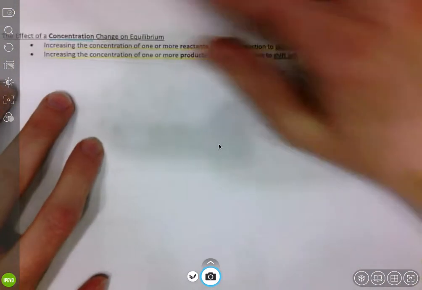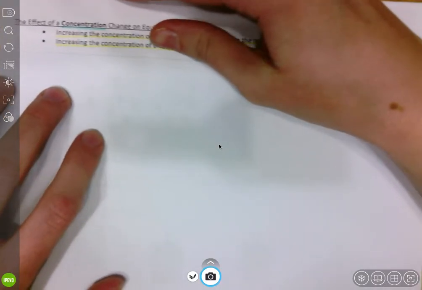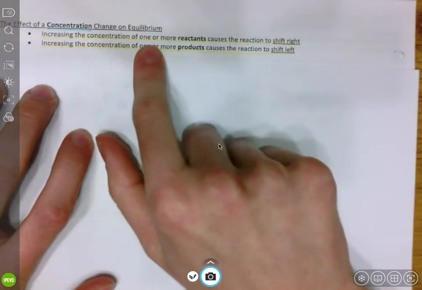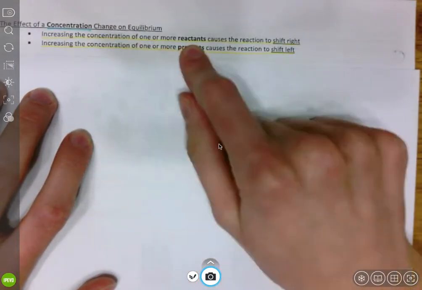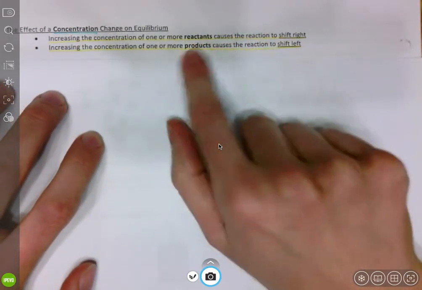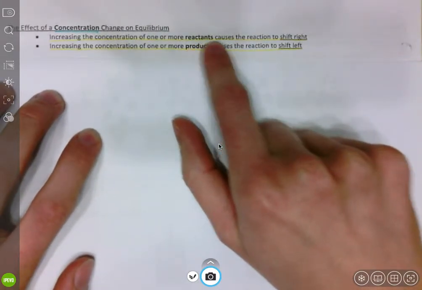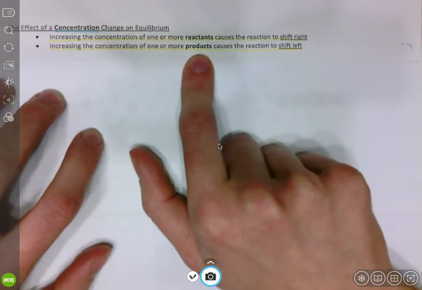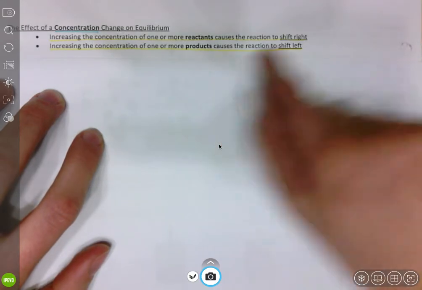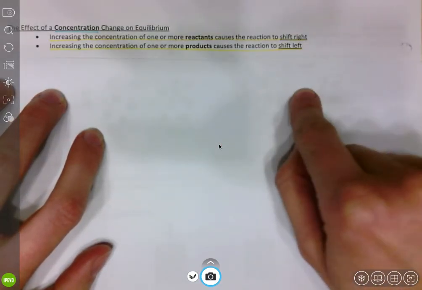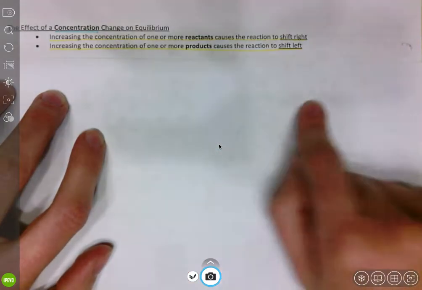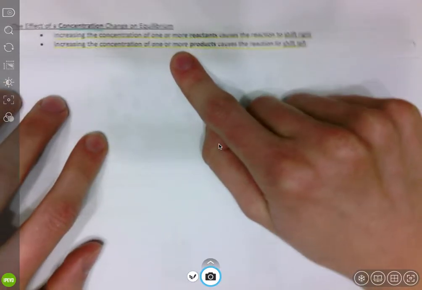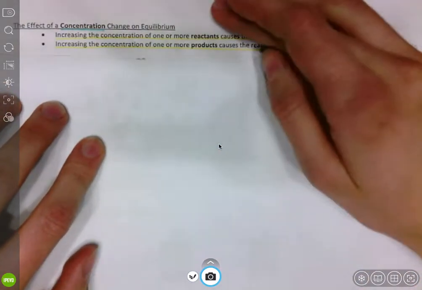So the effect of a concentration change on equilibrium: increasing the concentration of one or more reactants causes a shift to the right. So if we have more reactants we can use, we're going to shift to the right to make products. Increasing the concentration of one or more products causes the reaction to shift left. So if we have more products on this side, we have more products to use up that we can convert to reactants. So we're going to shift to the left towards our reactants. So whichever one is in higher concentration, we're shifting the opposite way.